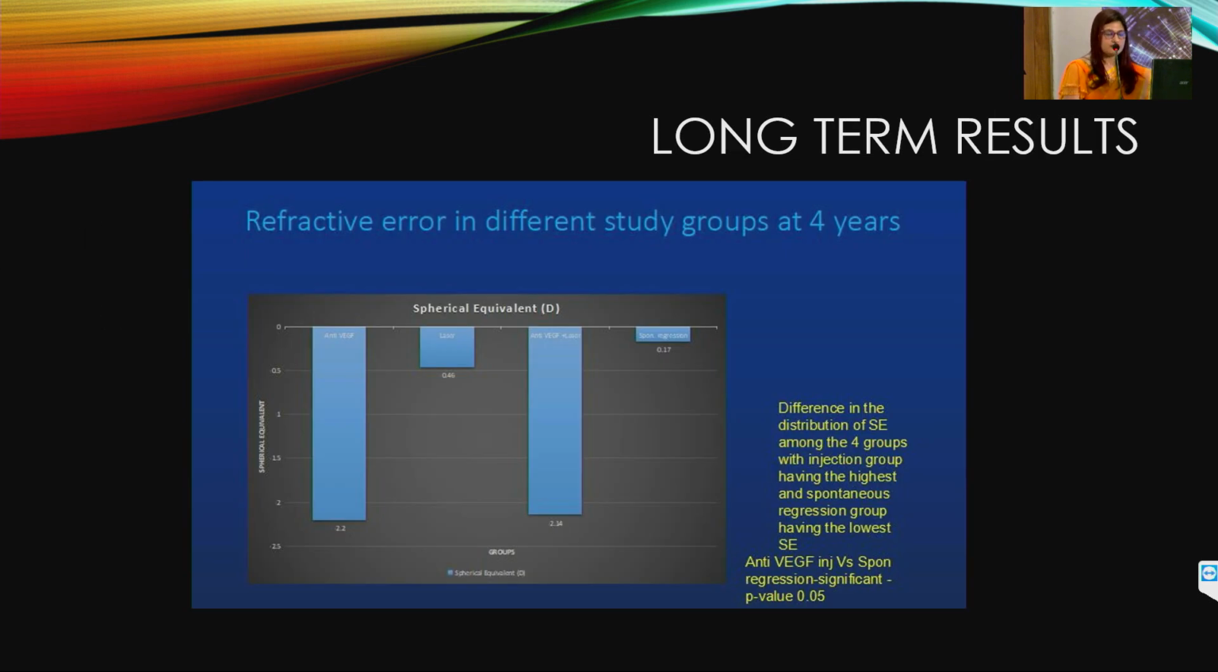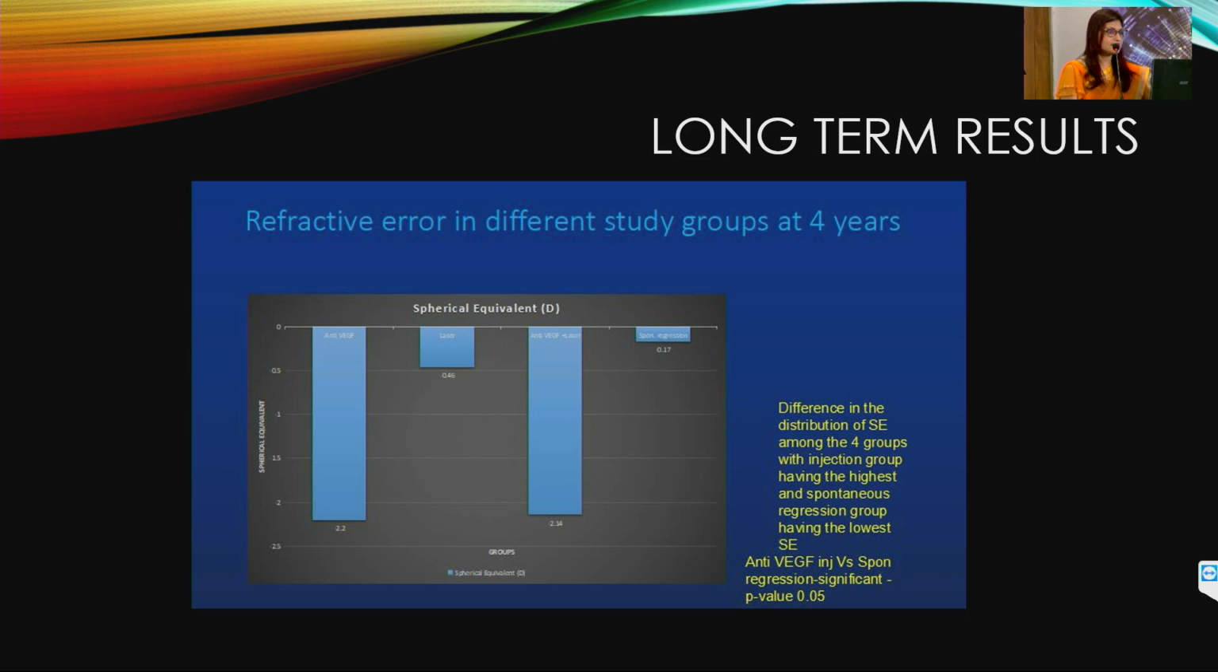This is a refractive error study that we did recently with the different study groups in 4 years. We have found that injection and injection plus laser actually there is an incidence of more myopia than laser alone. So we have not done away with that long-term sequelae of myopia with injection.